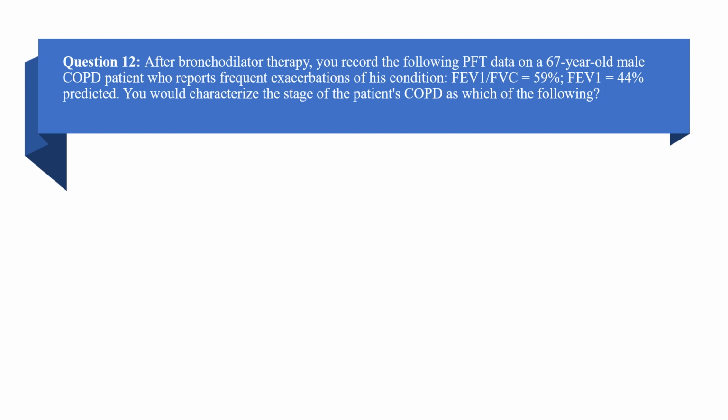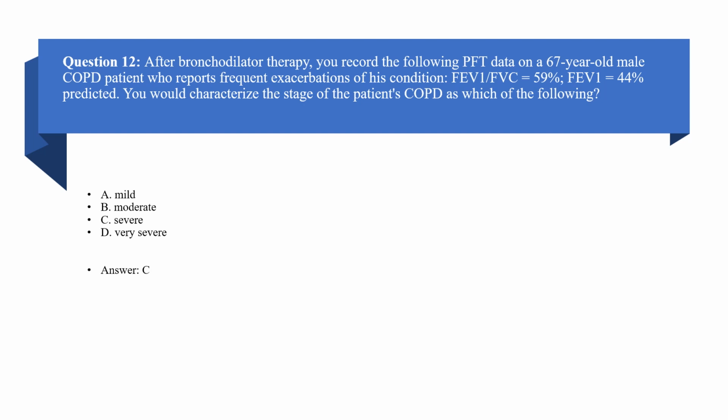So after bronchodilator therapy, you record the following PFT data on a 67-year-old male COPD patient who reports frequent exacerbations of his condition. FEV1 to forced vital capacity of 59%. So that's the FEV1 percentage. The FEV1 is 44% predicted. You would characterize the stage of this patient's COPD as which of the following? So we're talking about degree of severity here. A, mild. B, moderate. C, severe, and D, very severe.